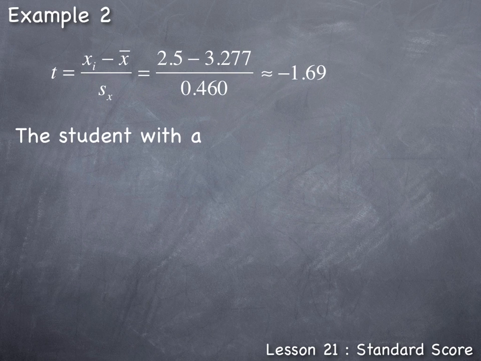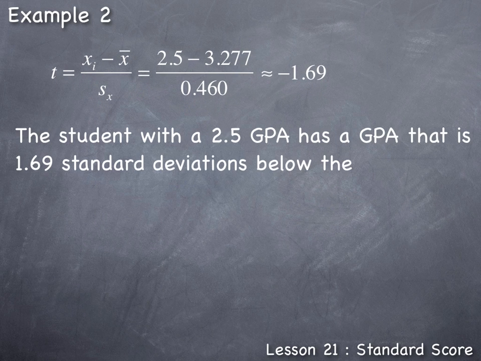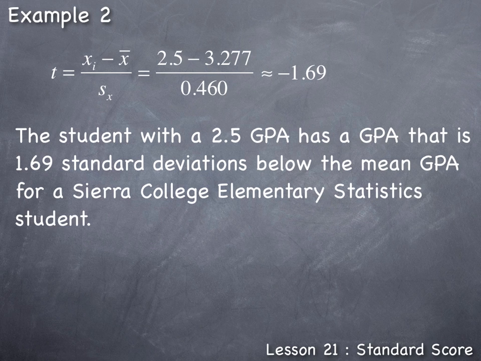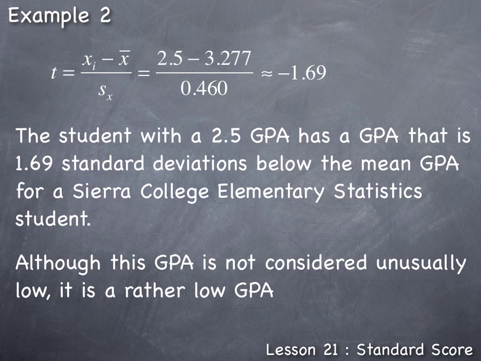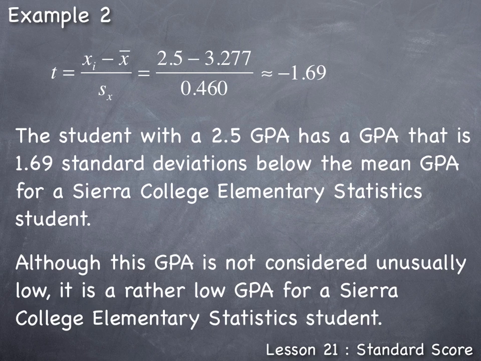So, the student with a 2.5 GPA has a GPA that is 1.69 standard deviations below the mean GPA for a Sierra College elementary statistics student. Although this GPA is not considered unusually low, it is a rather low GPA for a Sierra College elementary statistics student.